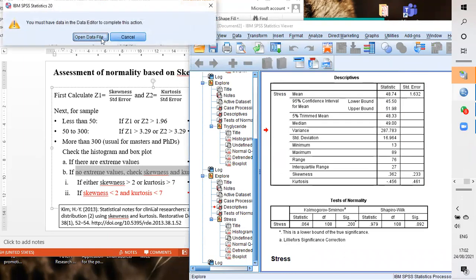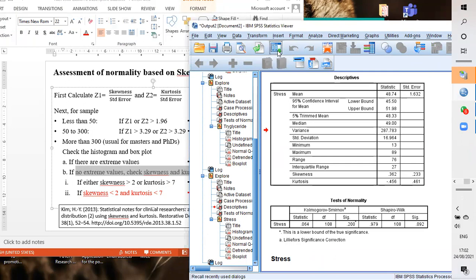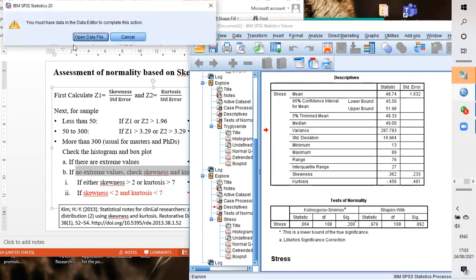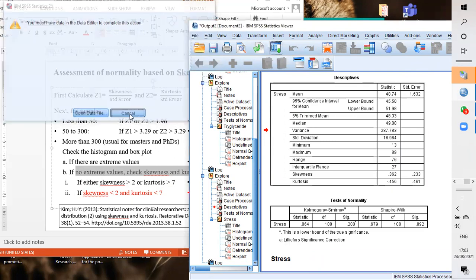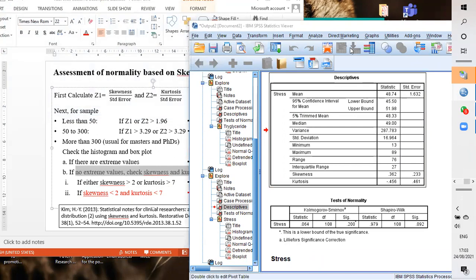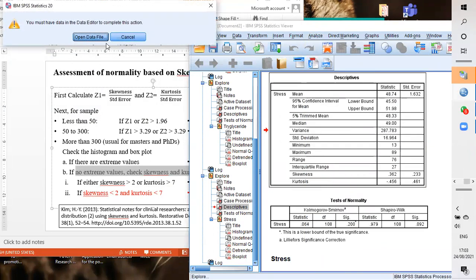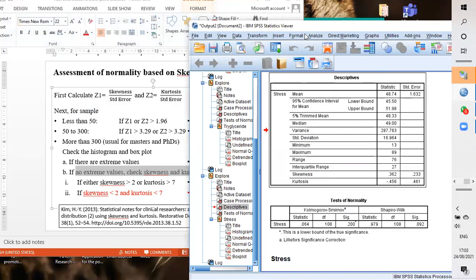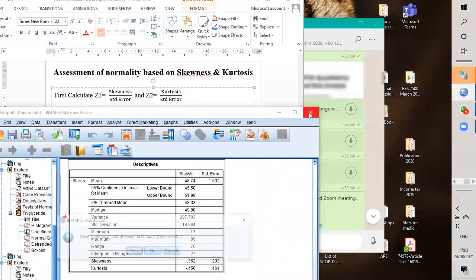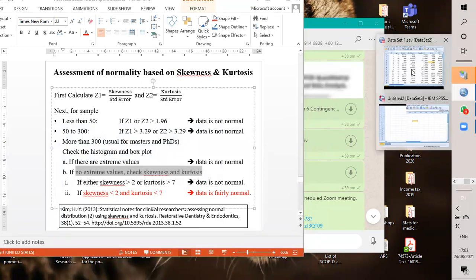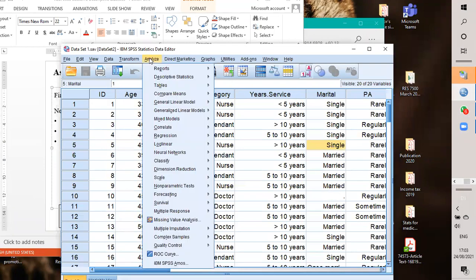So just now, if I were to do this for which variable? Just now I did it for BMI. What's wrong with this? Okay, BMI.